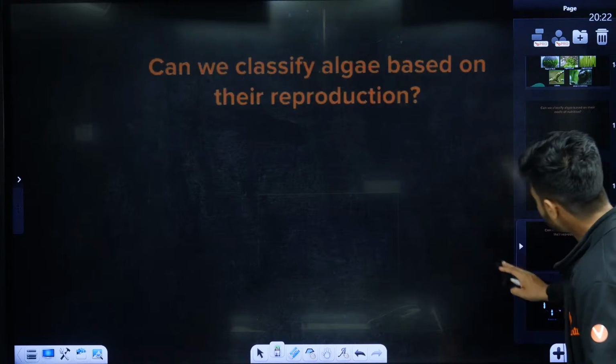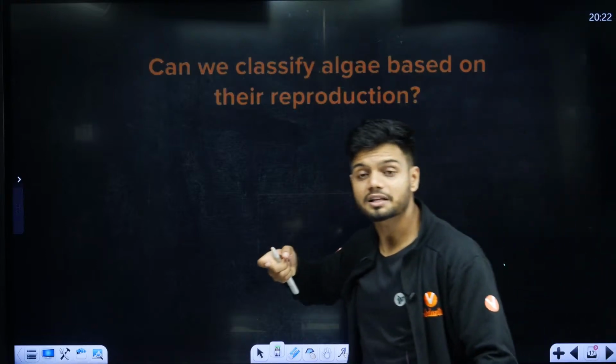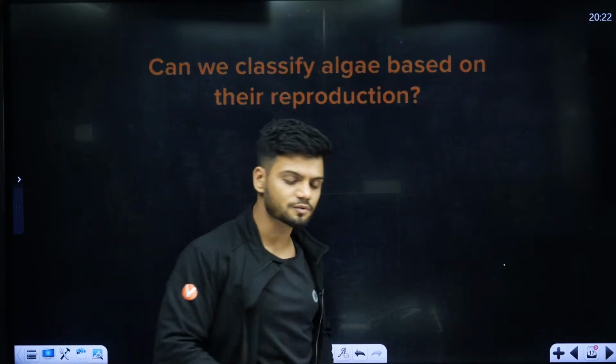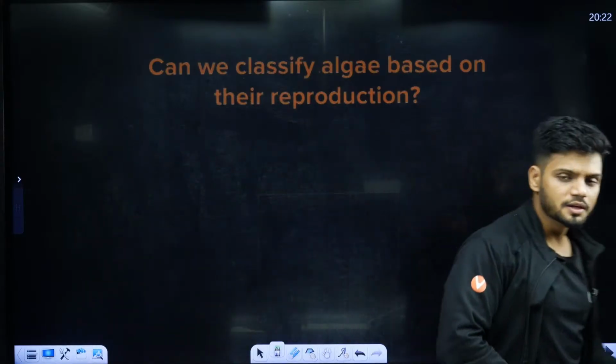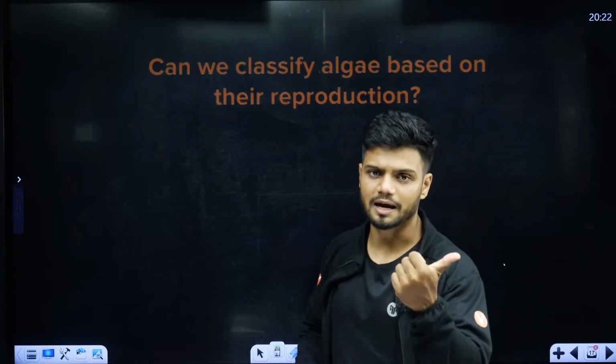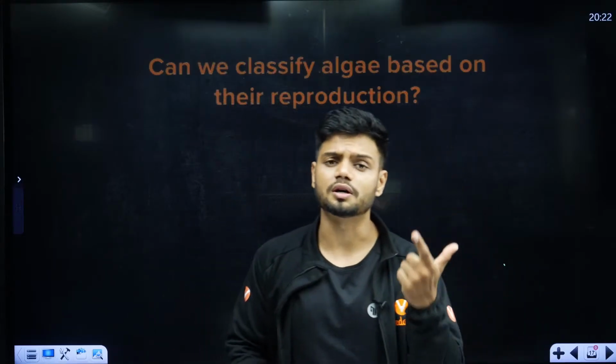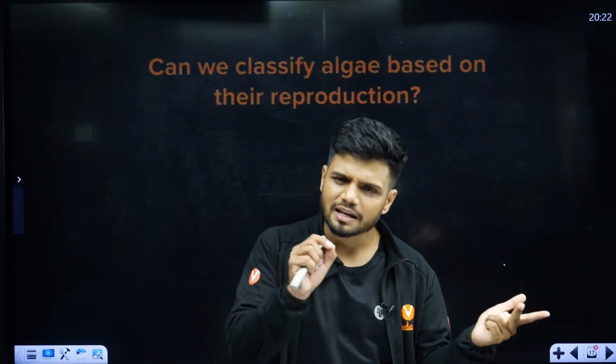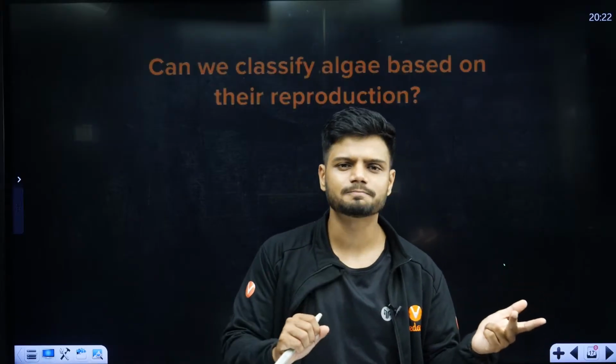Okay. Next question. Can we classify algae based on reproduction now, students? Okay, this one is very easy. Think. This one is very easy. Try to think, students. See, we cannot classify based on habitat. We cannot classify based on the size and shape. We cannot classify based on nutrition. But can we classify based on reproduction?